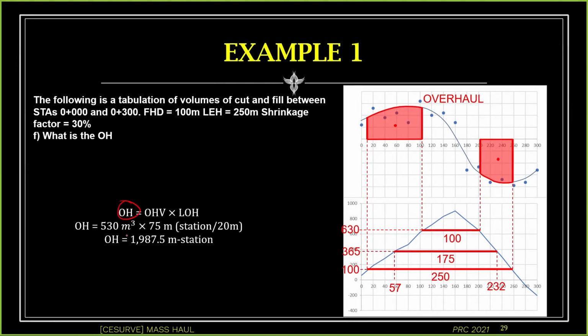Diba, ang formula ng OH natin is equal to volume of the overhaul multiplied by the length of the overhaul. So, 530 cubic meter times 75. So, station per 20 meters, so it would yield 530 times 75 divided by 20. It will yield 1,987.5 meter station. Okay? So, basically, that's it. So, yung nagtanong kanina sa overhaul, ito siya. So, meter station ang consideration natin sa overhaul. Okay?